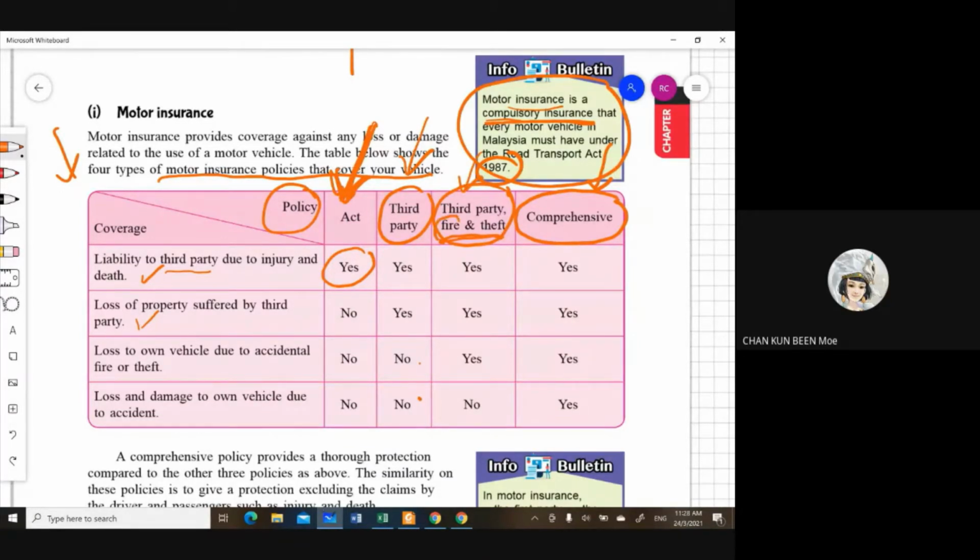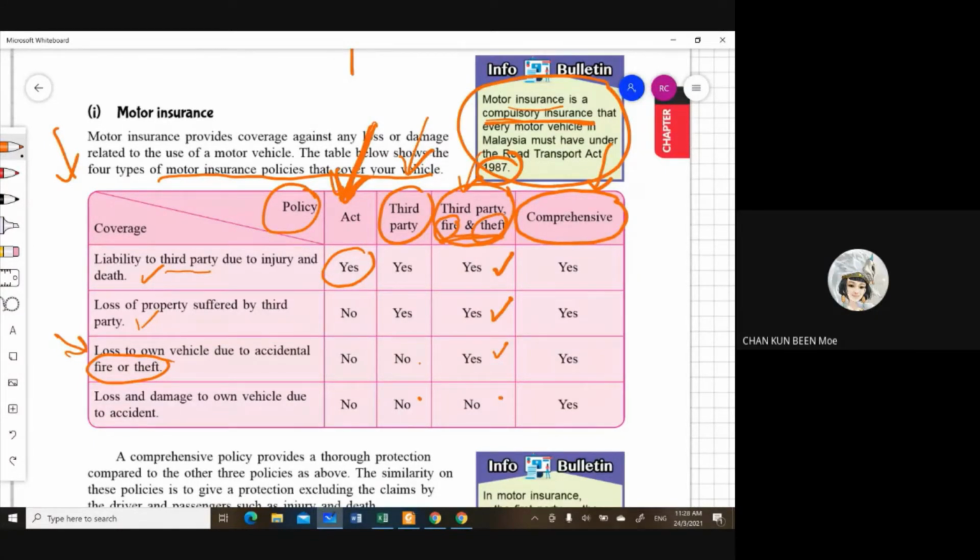Third party, fire and theft. This is the additional one. So they cover the first one, yes. They cover the loss of the property, yes. And then they also cover the loss to own vehicle, meaning it's your own vehicle, not only the other side, due to accidental fire or theft. So it can be if your motor is on fire or somebody has stolen it, they are going to cover you for this one. Okay, and the last one they didn't cover.